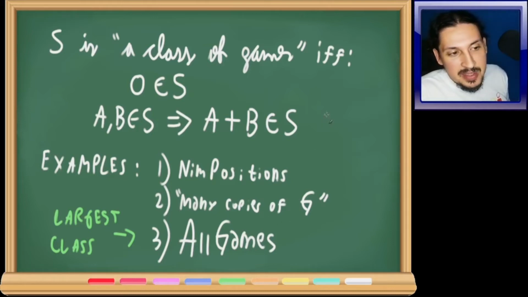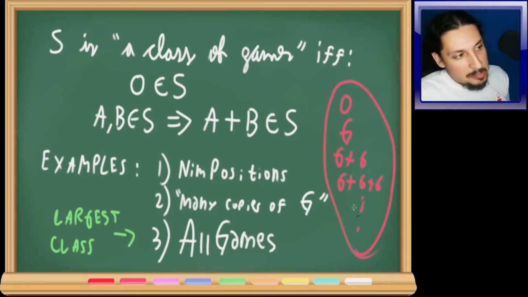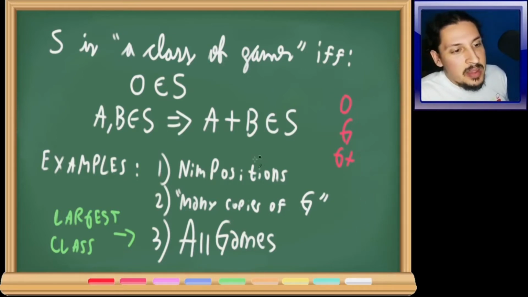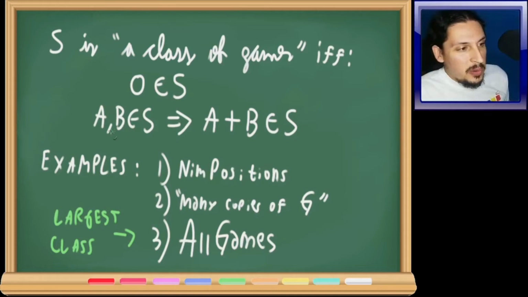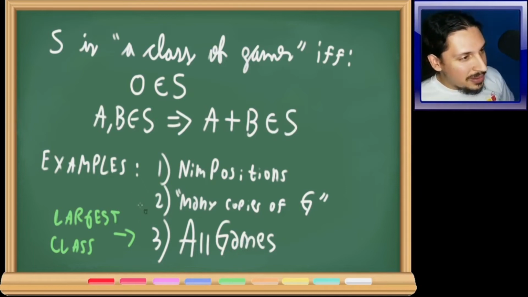Another example is many copies of G. For any game G, you could consider a class of games formed by the zero game, G, G plus G, G plus G plus G, etc. The class of all of these games is a class of games in this sense. Because if you sum some copies and you add even more copies, you still have some copies of G. And the largest possible class is simply the class of all games. And of course, this is closed under addition. If you sum two games, you get another game. So the class of all games without restriction is the largest possible class.